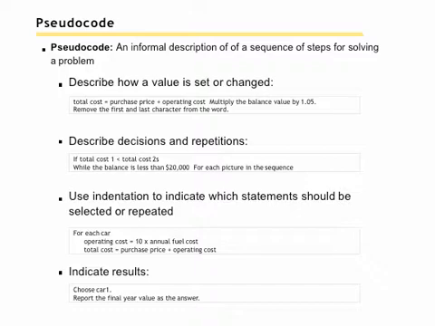You can describe decisions and repetitions. If the total cost 1 is less than the total cost 2, so that's an if statement, while the balance is less than 20,000. Keep doing this for each picture in the sequence. So each of these are just English descriptions rather than lines of code. You can use indentation in pseudocode to indicate what statements would go with another statement, but it's not required. And then you can also indicate the result, like you would say, choose car 1, or report the final value as the answer, or print something.